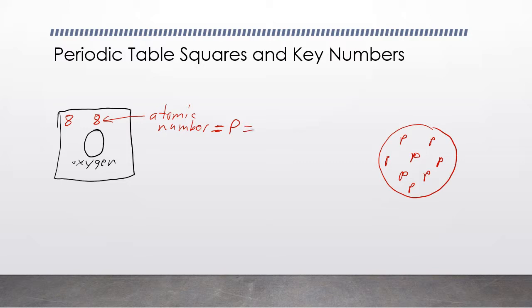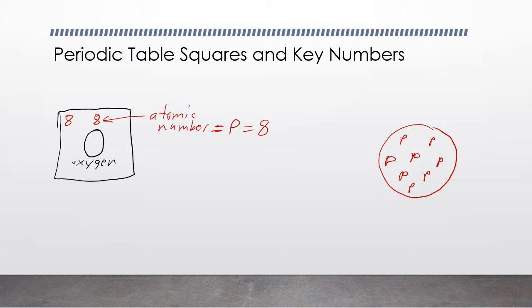Okay, because we know that for oxygen, the atomic number, P, equals 8. And every oxygen atom will always have 8 protons. If you change the number of protons, you have magically turned oxygen into something else. You haven't made a special kind of oxygen.